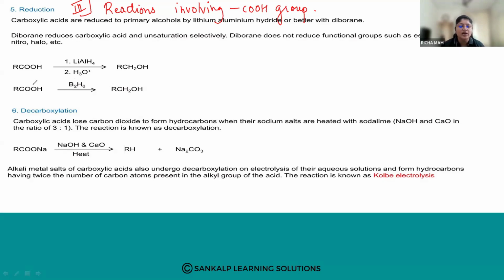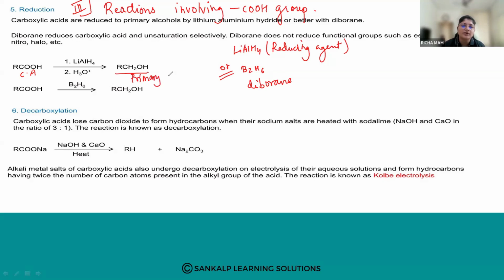So what we are doing, a carboxylic acid is there. This carboxylic acid, we are going to react with lithium aluminium hydride. Lithium aluminium hydride is a reducing agent. So what we are doing is reduction. Or we can use diborane, B2H6. So we can use either lithium aluminium hydride or diborane, and it will give you primary alcohols.